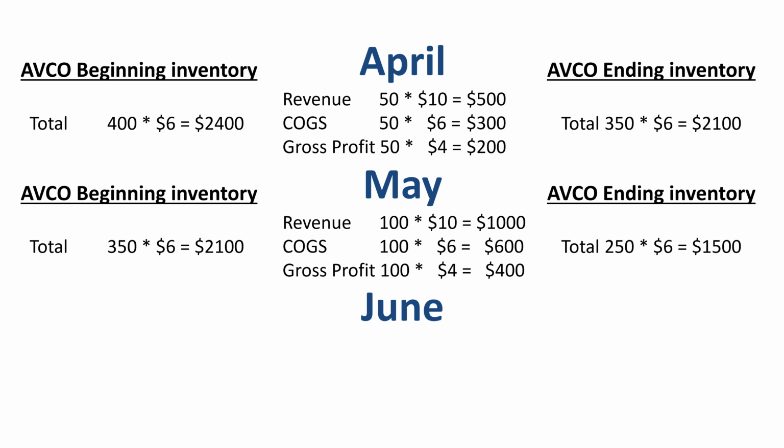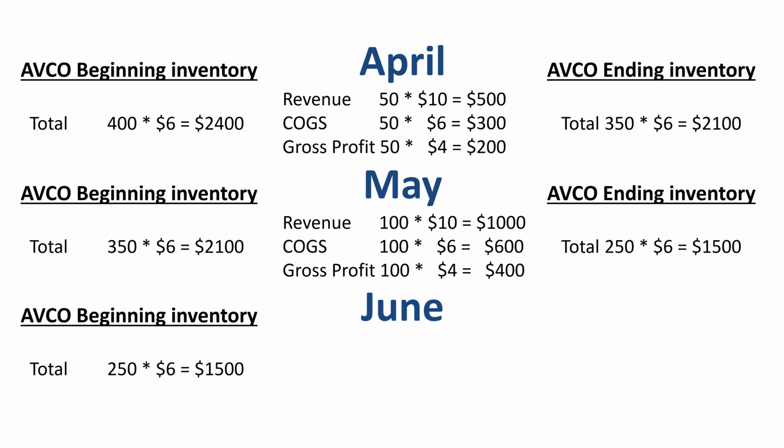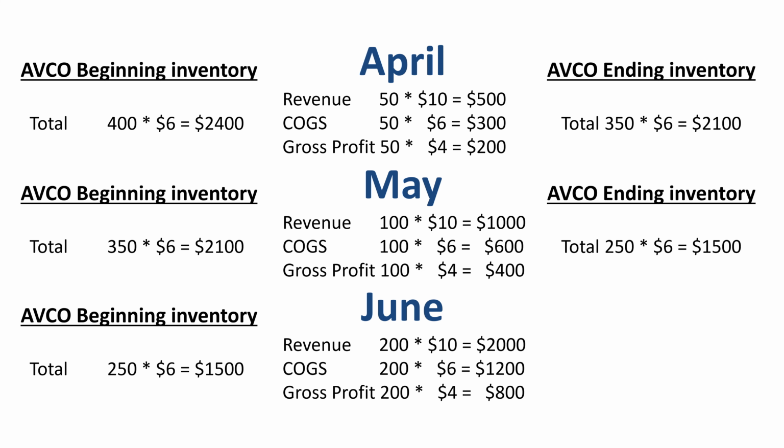The ending inventory of May is the beginning inventory of June. 4 boxes of toy giraffes are sold. Sales are really picking up the pace. Revenue for June is 200 units times $10 is $2,000. Cost of goods sold, or COGS, is 200 units times $6 is $1,200. And gross profit, 200 times $4 is $800. The remaining 50 units go to the ending inventory, once again at the average cost of $6 per unit, so $300 of ending inventory value.